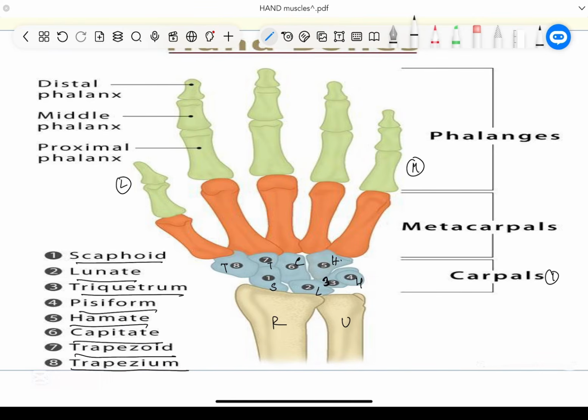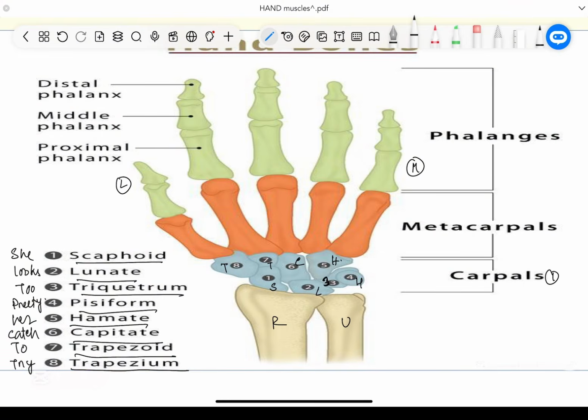There is a mnemonic to remember these bones from proximal to distal. First, S: She, L: Looks, triquetrum: Too, pisiform: Pretty. She looks too pretty. Then starting from the distal row, again from lateral to medial, trapezium: Try, trapezoid: To, capitate: Catch, hamate: Her. So, she looks too pretty, try to catch her. By this mnemonic, you can remember the carpals from proximal to distal and from lateral to medial.